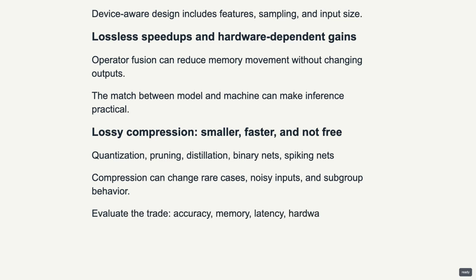Compression should be treated as one step in the design process, not the end of it. Start with a model that fits the device, then compress if the trade makes sense, and judge the result by the full set of costs and risks, not just a single benchmark number.